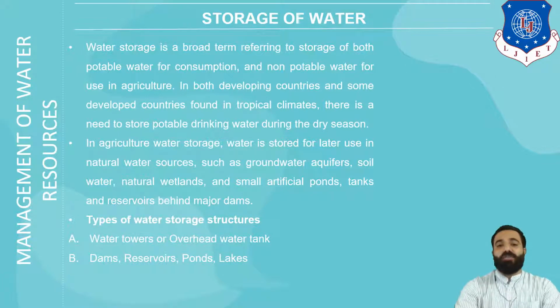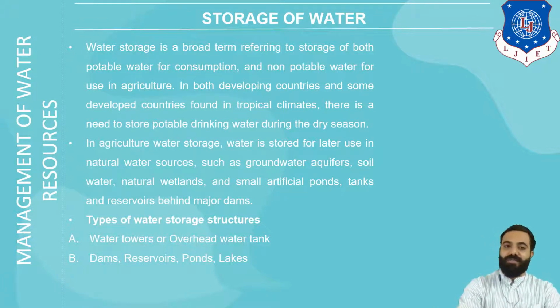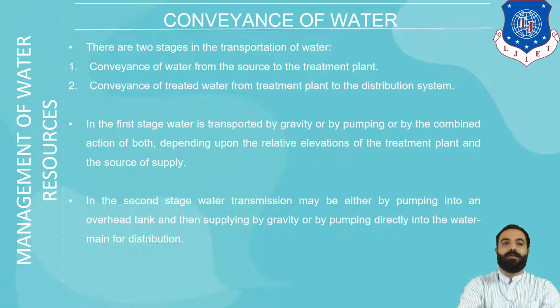In agriculture, water is stored for later use in natural water resources such as groundwater aquifers, soil water, natural wetlands, and small artificial ponds, tanks, and reservoirs behind major dams. The types of water storage structures are water towers, or we can say overhead water tanks, then dams and reservoirs, ponds and lakes.